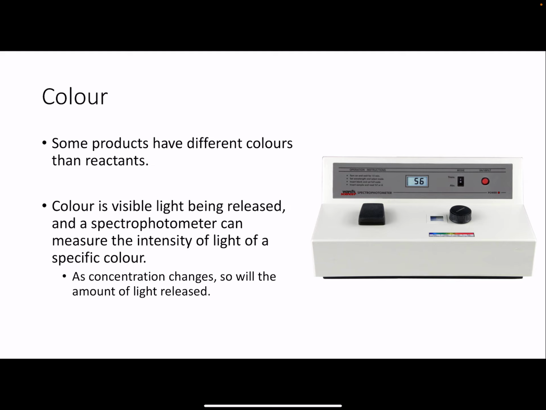Now, if there's no gas, sometimes reactions have different colors, right? As an example of this, copper. Any copper solution is blue. Now, the intensity of the color is directly related to its concentration, and we measure that with a machine called a spectrophotometer. So the darker color a solution is, the more concentrated it is, which means there's more moles of the substance in it. The lighter it is, the more dilute or the less concentrated it is.